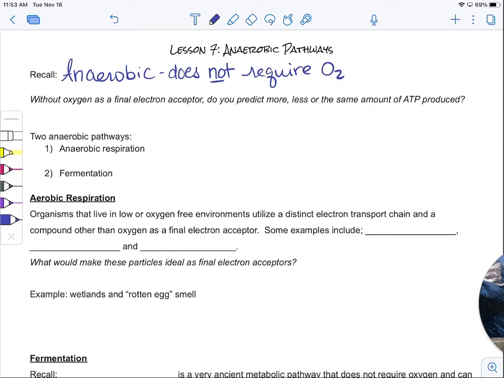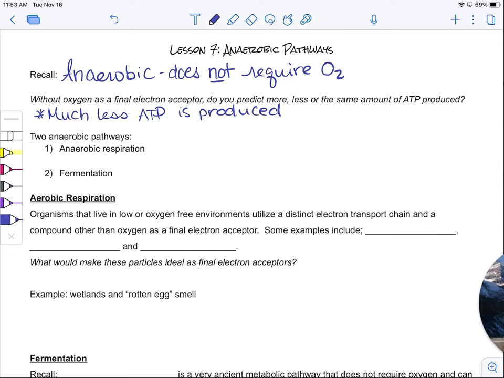And in fact, we're going to talk about the fact that instead of oxygen, it might actually use something else. Now, we had previously mentioned in an earlier lesson, without oxygen as a final electron acceptor, do you predict more, less, or the same amount of ATP to be produced? And previously, we had actually seen that without oxygen, much less ATP is produced. So we're going to take a look in this course at two different anaerobic pathways. Anaerobic means does not require oxygen.